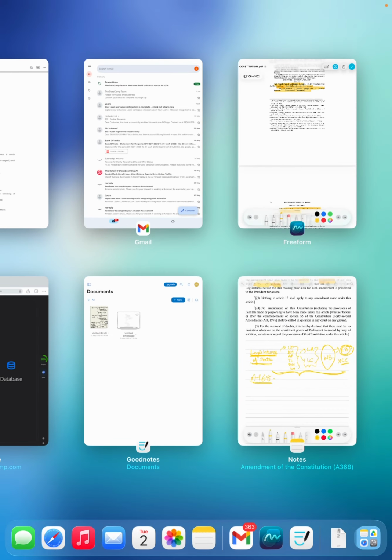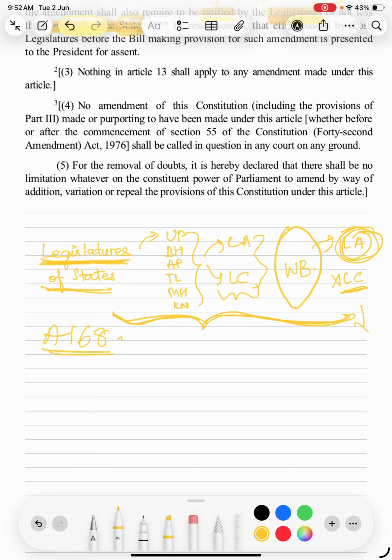So if you have one house, it will be passed by only one house. If you have two houses, it will be passed by both the houses. Legislature means, for the states which have two houses, both houses, and for the state which has one house, that one house. LA means legislative assembly, LC means legislative council. I hope you got that clarity. For states like West Bengal and all the other states except these, you have MP also here, right?